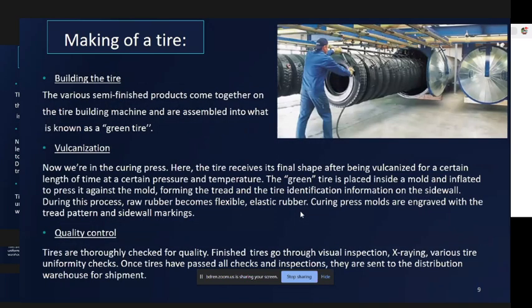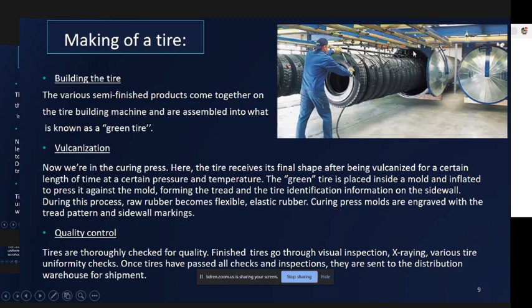And these are the final steps. When the different components are manufactured, they are assembled together and a green tire is formed. The green tire then goes into the vulcanization process. Vulcanization is actually a curing process, and it is done at high temperature and pressure.